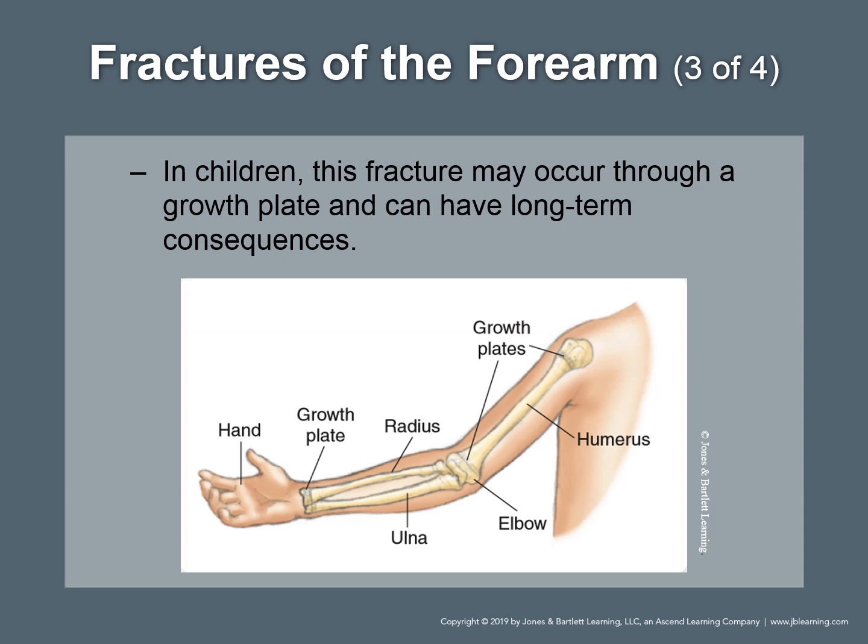This is just a picture of a bone. You have your growth plates at the end, your elbow joint, your humerus at the top, radius on the thumb side, ulna on the pinky side, and then you have your hand.